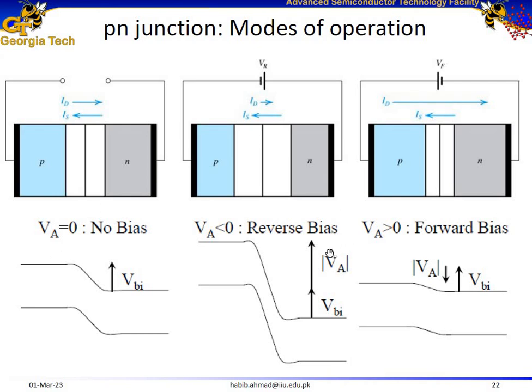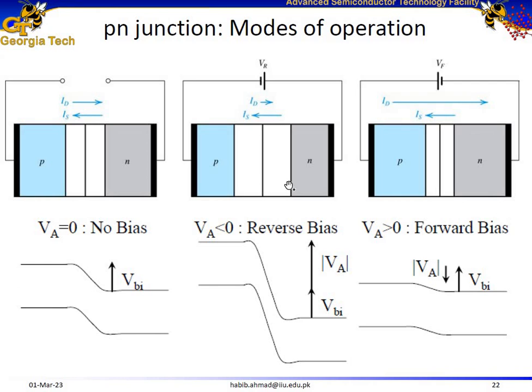Another mode of operation is reverse bias. When the voltage is less than 0, that means we apply a negative potential to the p-type semiconductor and similarly a positive potential to the n-type semiconductor. By doing that, the positive potential is connected to the n-type semiconductor, so this positive potential would attract electrons from the depletion region, and the negative potential would attract holes from the edge of the depletion region.